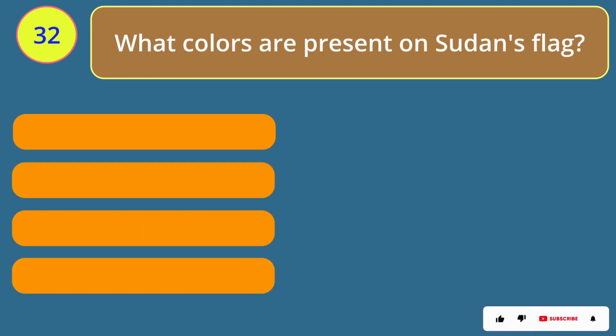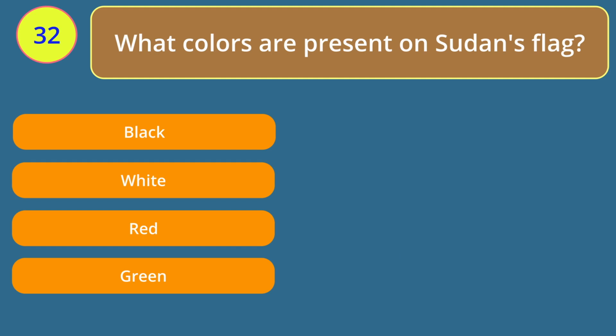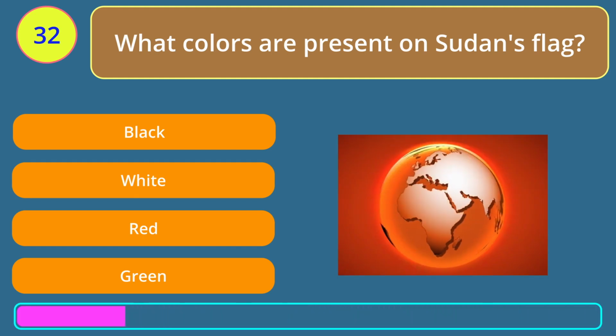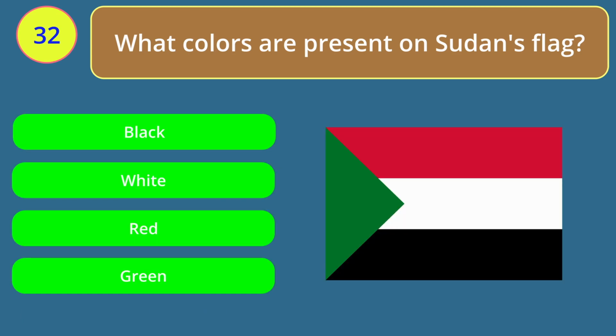What colors are present on Sudan's flag? The four options are black, white, red, green. The correct answer is red, white, and black.